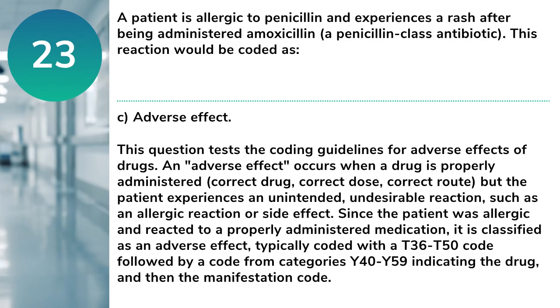This question tests the coding guidelines for adverse effects of drugs. An adverse effect occurs when a drug is properly administered, correct drug, correct dose, correct route, but the patient experiences an unintended, undesirable reaction, such as an allergic reaction or side effect. Since the patient was allergic and reacted to a properly administered medication, it is classified as an adverse effect, typically coded with a T36 to T50 code with a 5 in the fifth or sixth character, followed by a code from categories Y40-Y59 indicating the drug, and then the manifestation code.